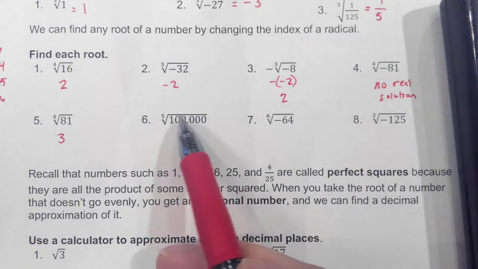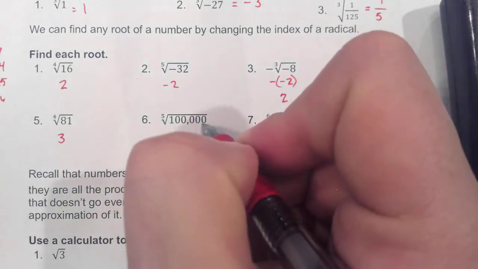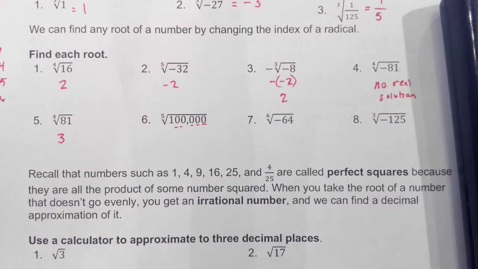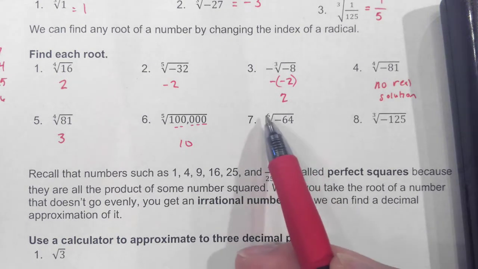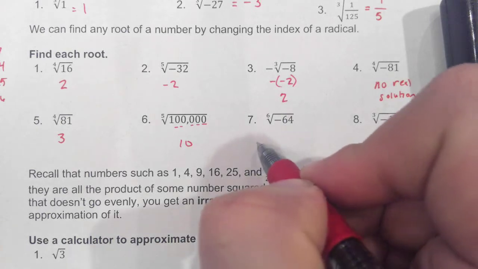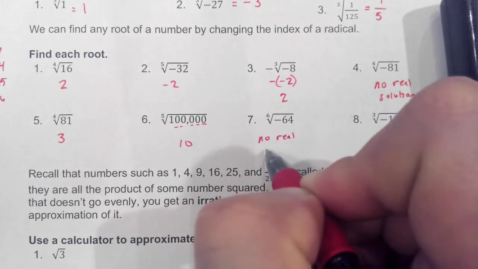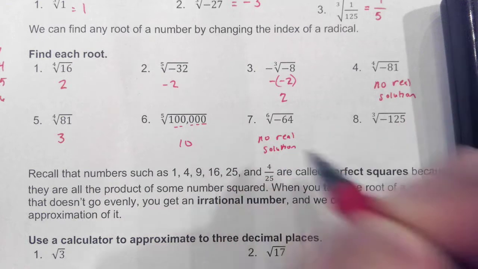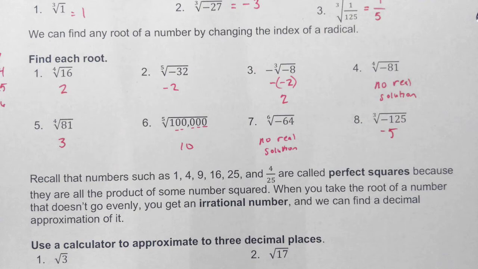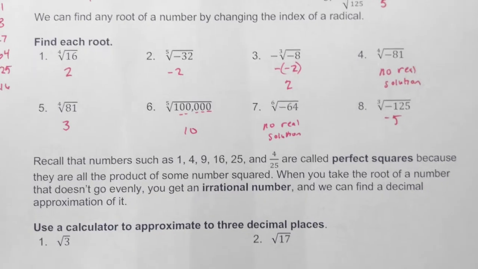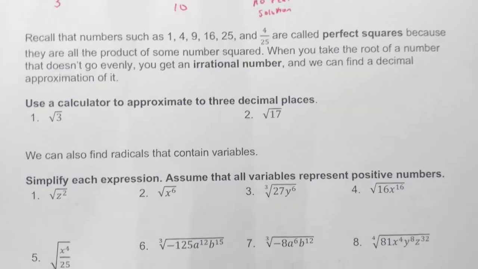This one should be apparent. What's the 5th root of 100,000? Well, there are 1, 2, 3, 4, 5 zeros, so that's going to be 10. Number 7, 6th root of negative 64. Once again, even index, negative inside, no real solution. And then the cube root of negative 125 is negative 5. Again, I know a lot of those cubes. And then if you don't, you just type them in. Okay, so we move on.